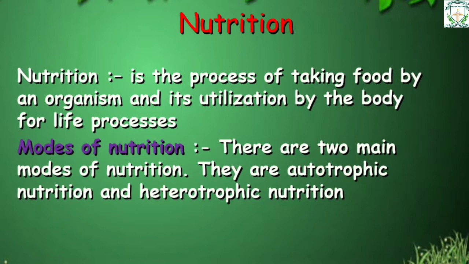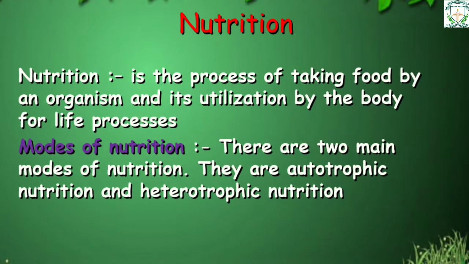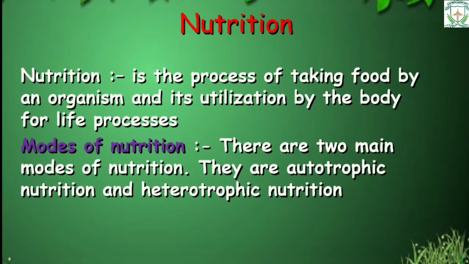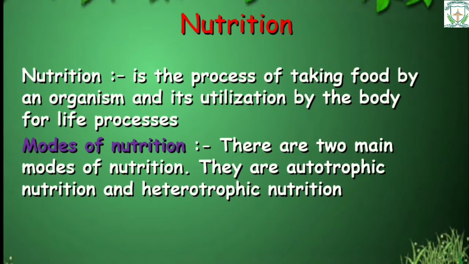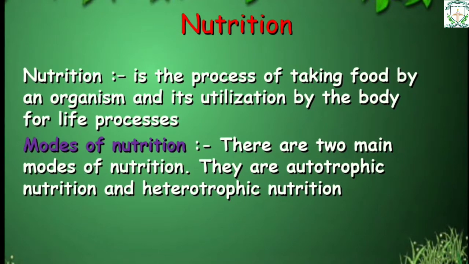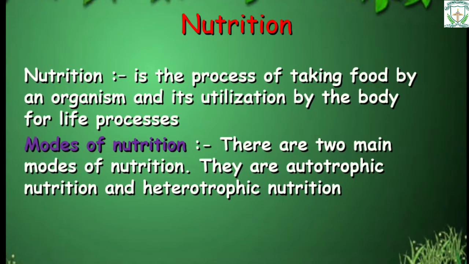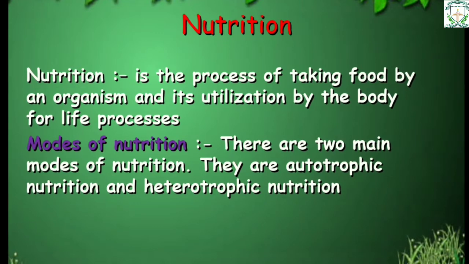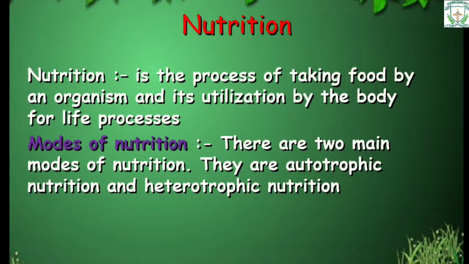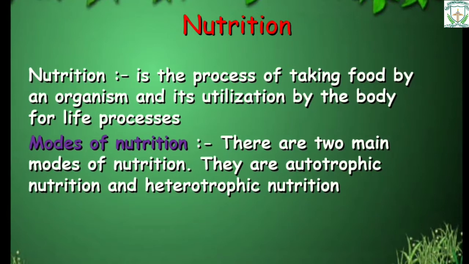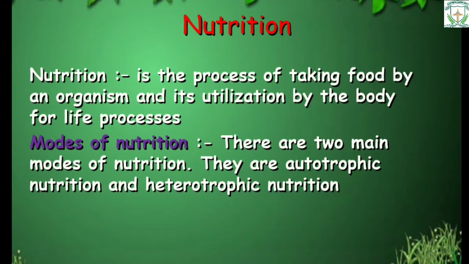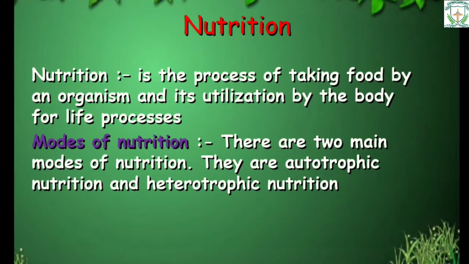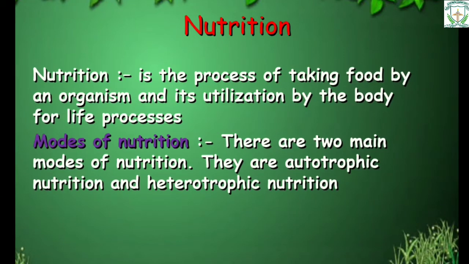First one is nutrition. So children, why do we take food? To get energy, we take food. So the taking of food by an organism, which is utilized to get energy, is called nutrition. The process of taking food by an organism to get energy is called nutrition. There are 2 modes of nutrition. One is autotrophic nutrition and another one is heterotrophic nutrition.